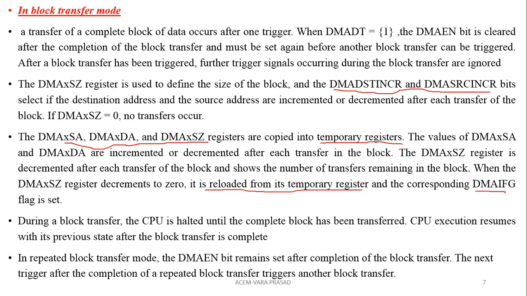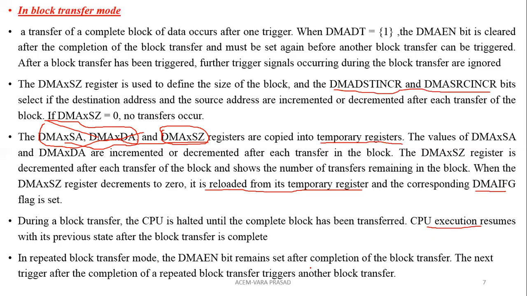If the interrupt flag is generated, these temporary register contents will be copied into the original registers. What are the original registers? DMA SA, DMA DA, and DMA SZ. These are the original registers. After a block transfer, the CPU will be halted. Once all the blocks are transferred, the CPU resumes active operation.